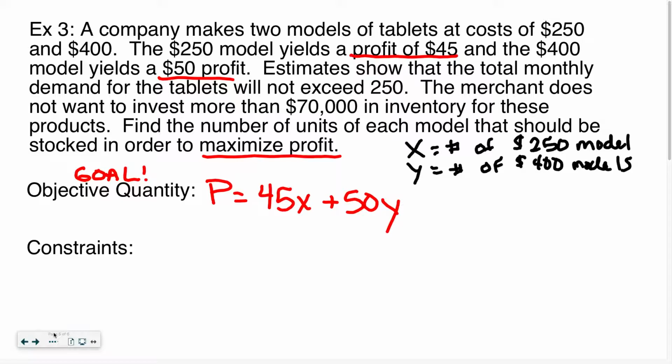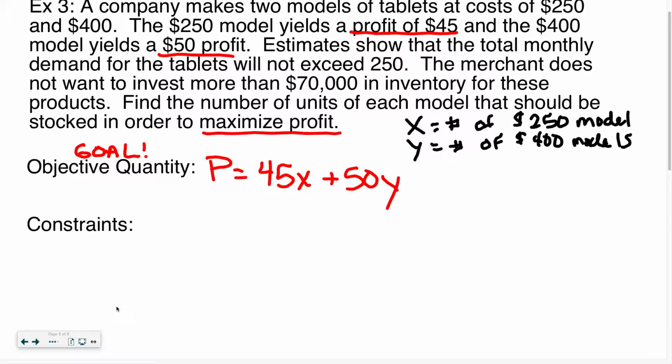Now you got to write constraints. So what things are limiting us? We want no more than $70,000 in our inventory. So is that a greater than or a less than? That's a less than or equal to 70,000. And to do the price for my inventory, then I would use the prices on the models, right? So the X's are priced at 250 and the Y's are priced at 400. So I want to keep my inventory to $70,000 or less. What else limits you?